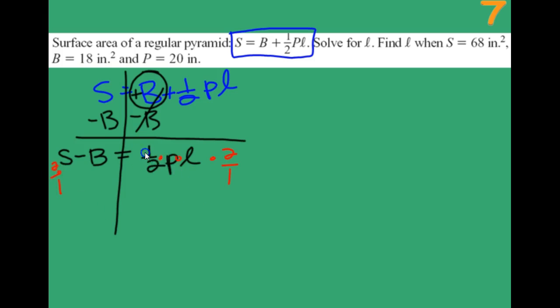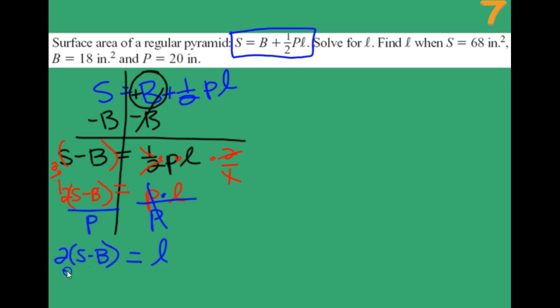over 1. So those cancel, and we have P times L on the right. Now 2 is multiplied by this whole side, so you can either distribute it or just leave it as 2 and then parentheses S minus B. And then last, the opposite of multiplying here is divide. And we want L by itself, so we want to get rid of P, so we're going to divide by P on both sides. So we have 2 times S minus B all over P. So that's the first part.